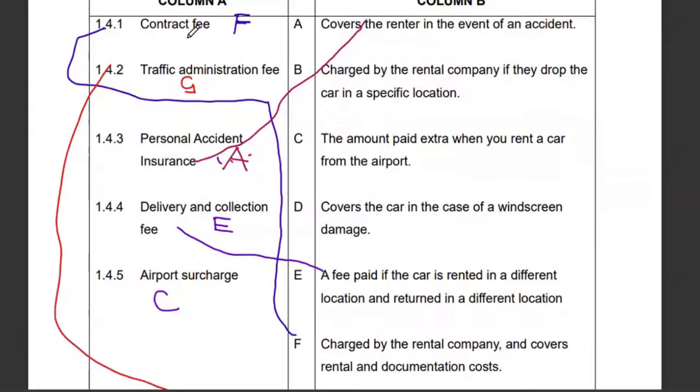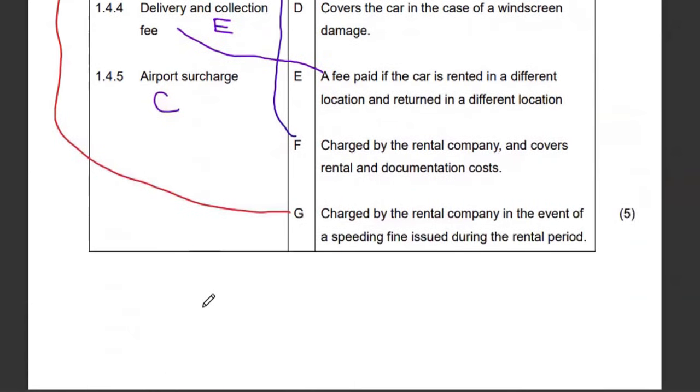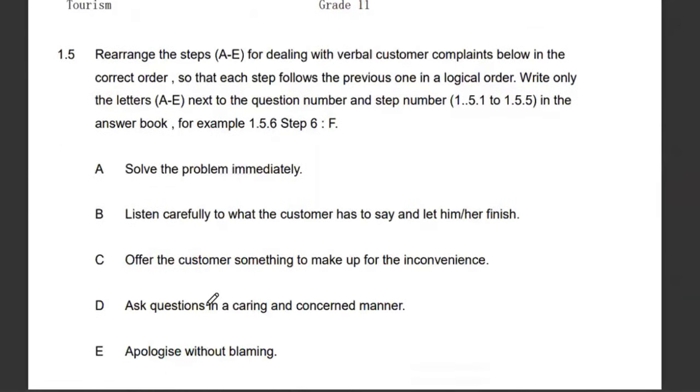1.4.1 F, 1.4.2 G, 1.4.3 A, 1.4.4 E, then 1.4.5 C. So those are the correct responses for that one.